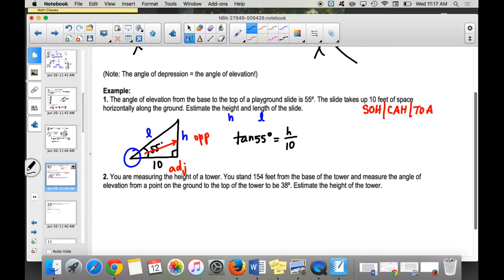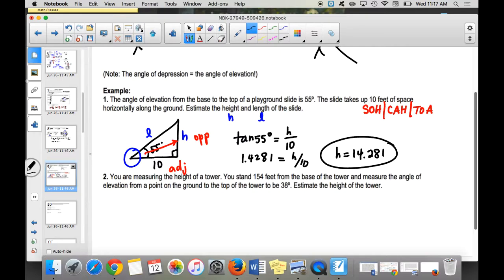Tangent of 55 we can find on our calculator. So you do tangent of 55. I get about 1.4281 equals h over 10. Then I multiply that 10 over, so I just take my answer times 10. In the end, we're going to round to 3 decimal places. So I'm going to say 14.281.